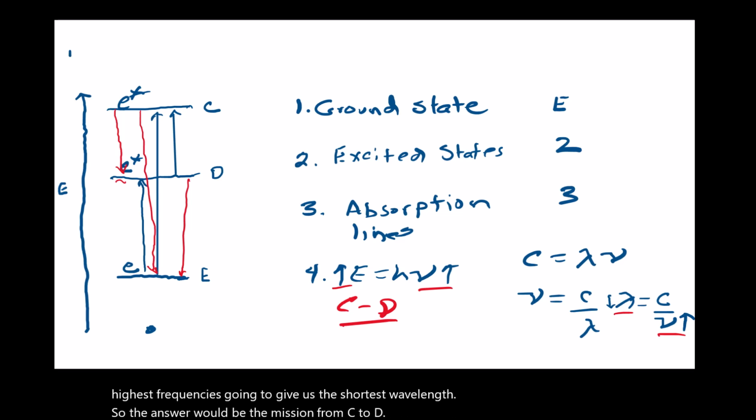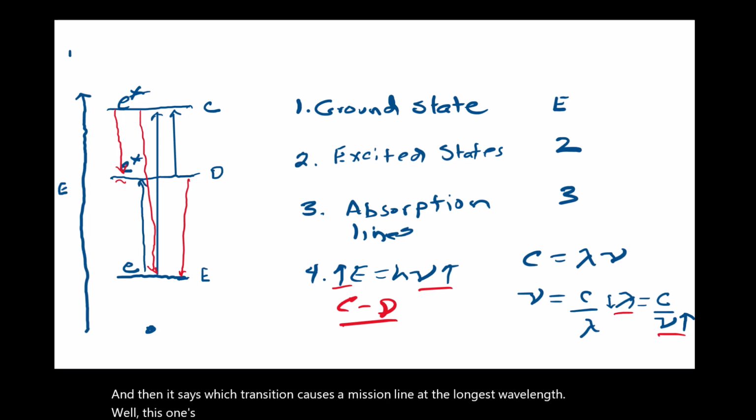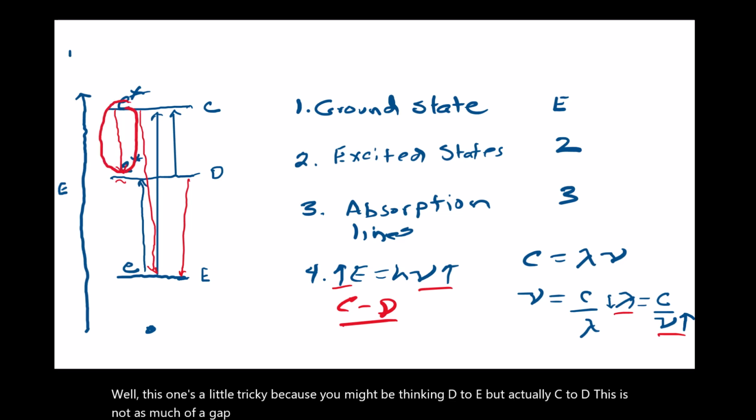And then it says, which transition causes emission line at the longest wavelength? Well, this one's a little tricky because you might be thinking D to E, but actually C to D is not as much of a gap as D to E is. So for 5, you would look at this and say the transition is from C to D.